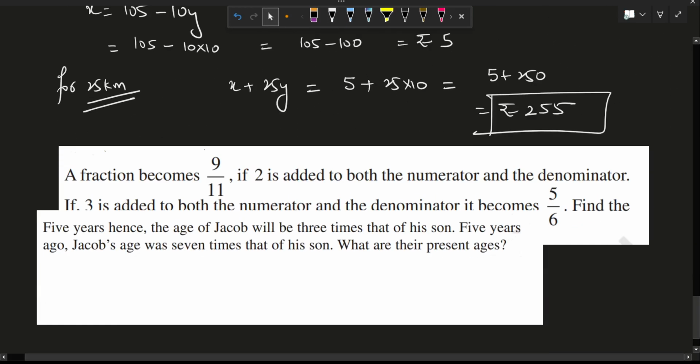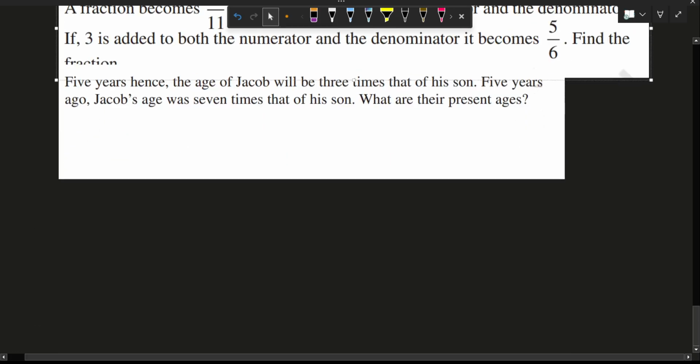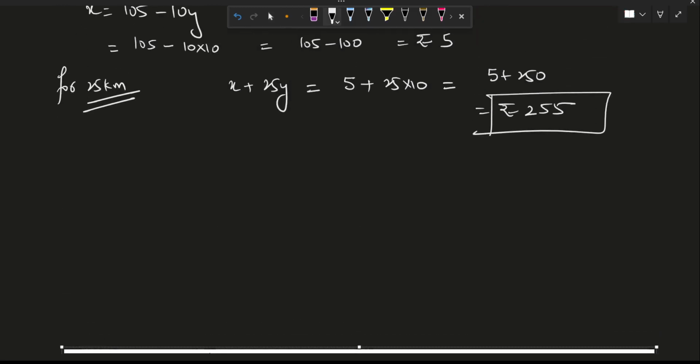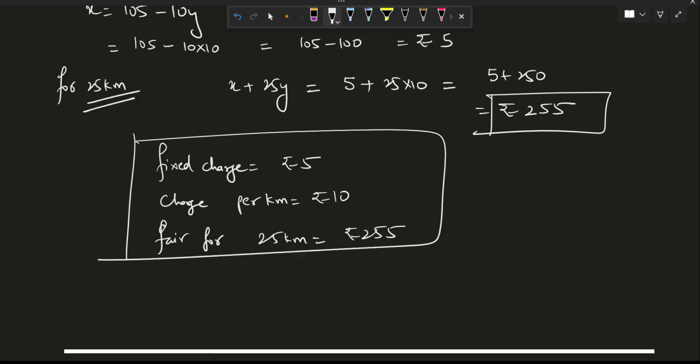You have to write the statement. How will you write it? So fixed charge, rupees 5. Charge per kilometer, rupees 10. And fare for 25 kilometer will be rupees 255. That is your final answer.